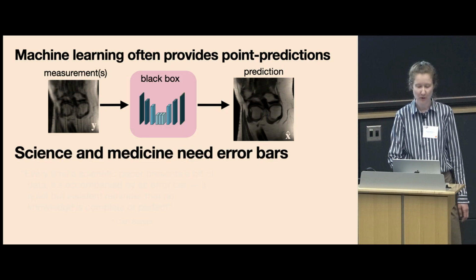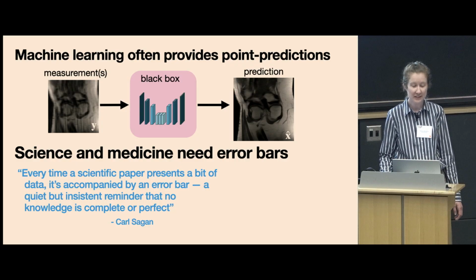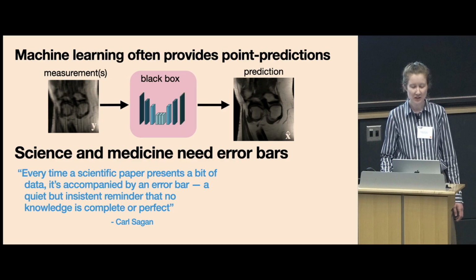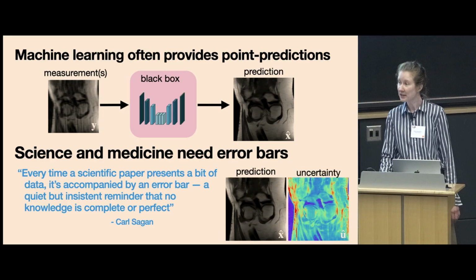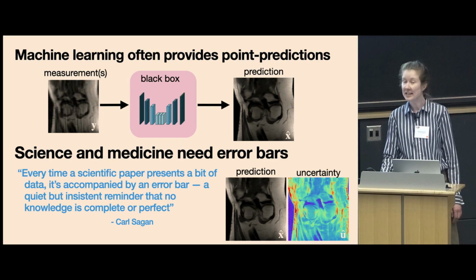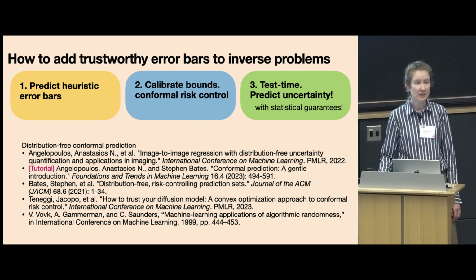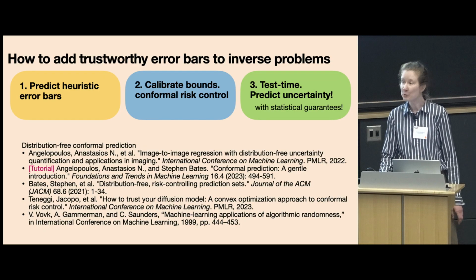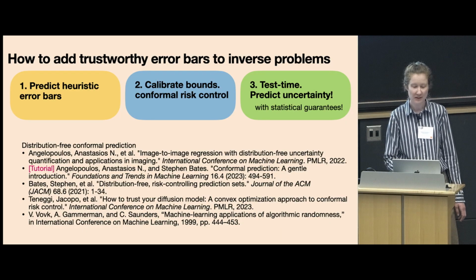We need error bars. Carl Sagan said, every time a scientific paper presents a bit of data, it's accompanied by error bars, a quiet but insistent reminder that no knowledge is complete or perfect. And for scientific computational imaging, we need error bars like this. Luckily, over the last few years, there's been a lot of work in conformal prediction to bring trustworthy error bars to these predictions. I'm going to first summarize some of this work and then show you what my group has been doing in this area.